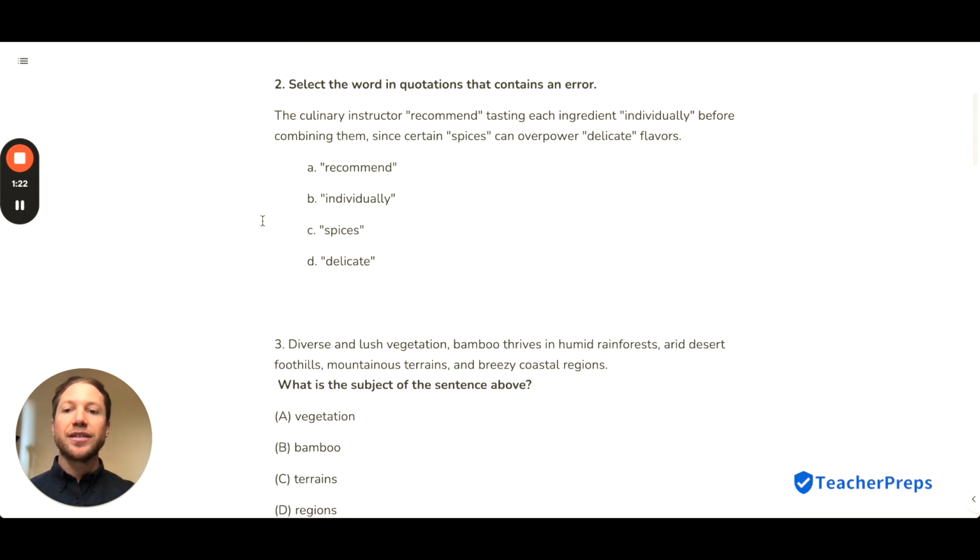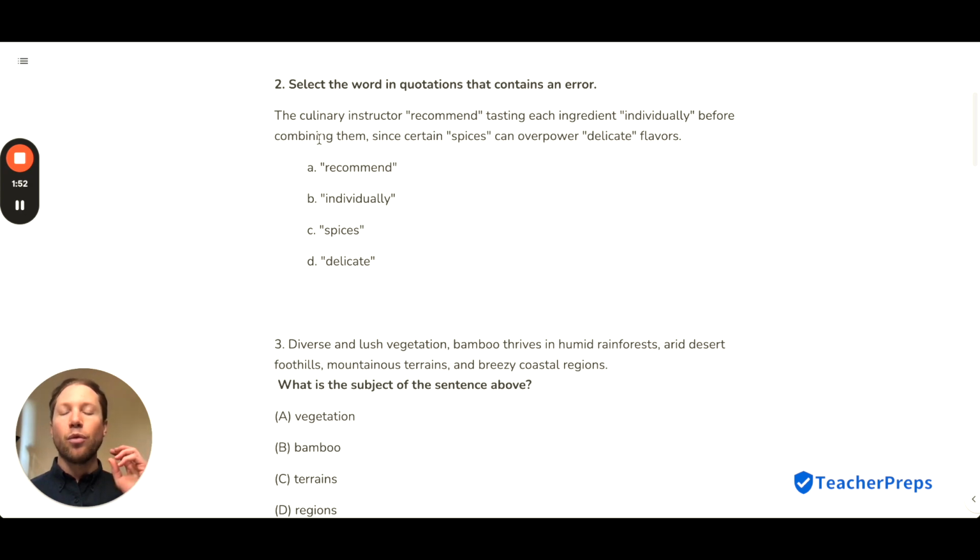which reads, select the word in quotation that contains an error. So same format, 2 different questions. This one reads, the culinary instructor recommend tasting each ingredient individually before combining them, since certain spices can overpower delicate flavors. Did you notice how while reading out loud, my brain automatically included the ED at the end?